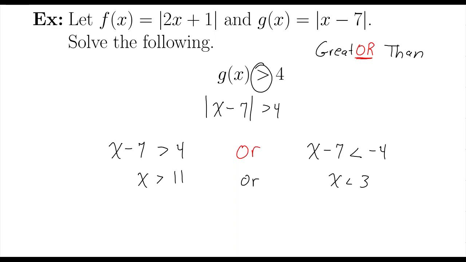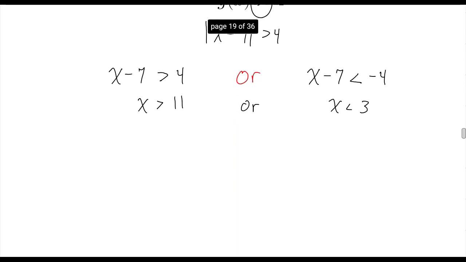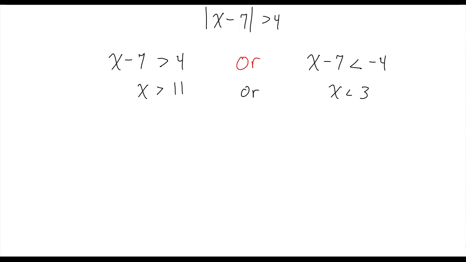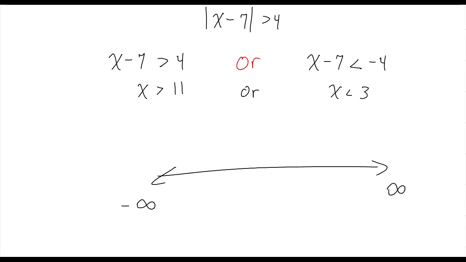Okay, so now the word or. Why does that matter? Well, basically, instead of where we want them to overlap, right, with and, these do not have to overlap. Okay? Don't have to overlap. Okay, so what does that look like? 3 is here somewhere. 11 is here somewhere.